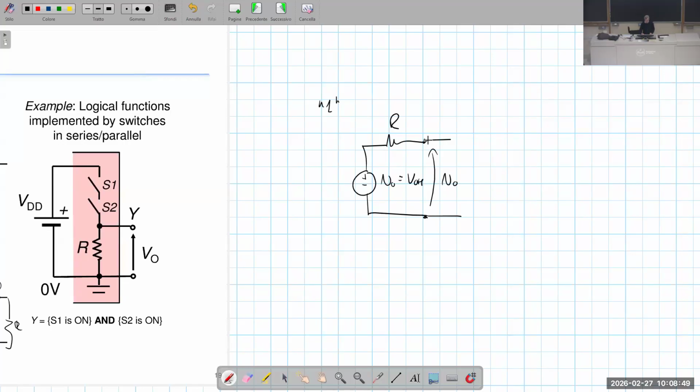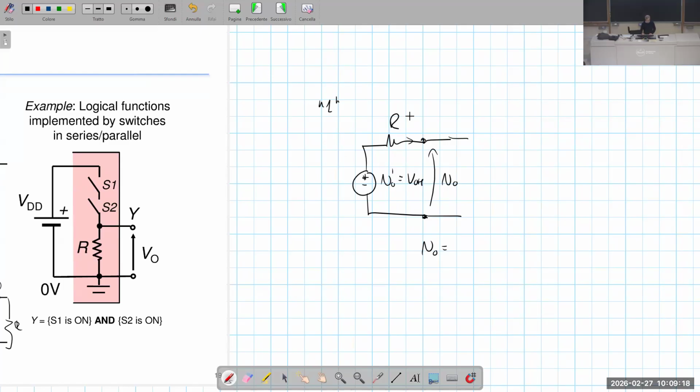Okay? If I don't connect anything to the output, what is VO in this case? Let's call this VO prime, the voltage of this voltage. What is VO at the external terminals if there is nothing connected? Is it zero? No, we have a voltage source here.